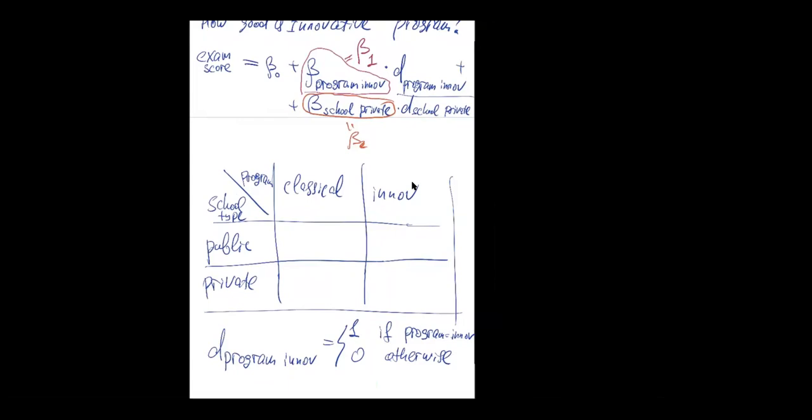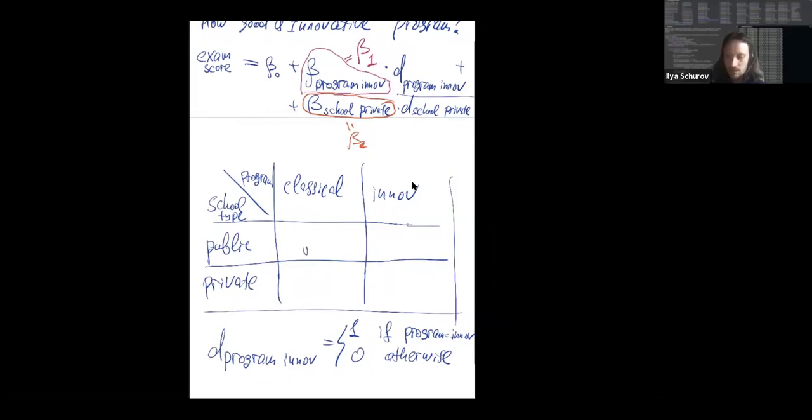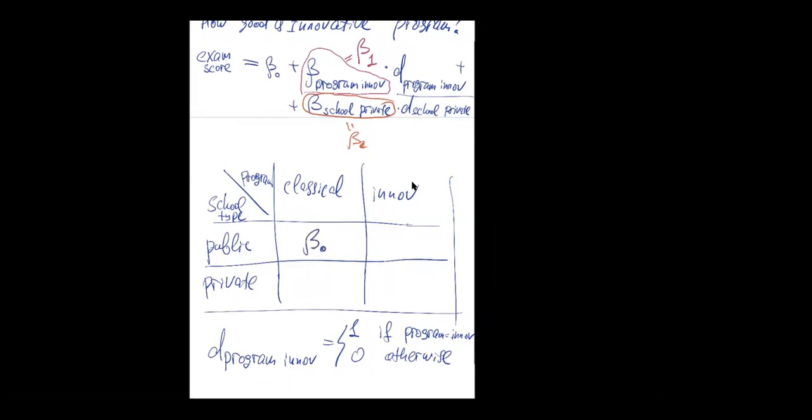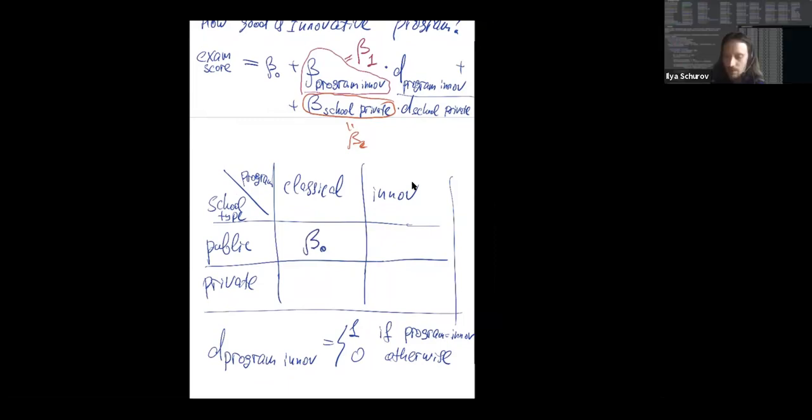Okay, so it would be just equal to beta not. Exactly, this is just beta not, because for classical program, this dummy variable equals zero. And for public school, this dummy variable also equals zero. So this is beta not. Correct.